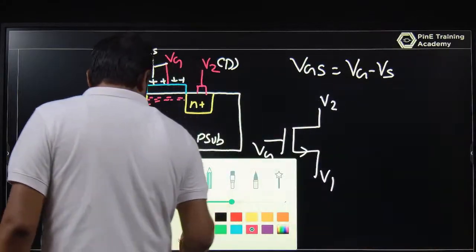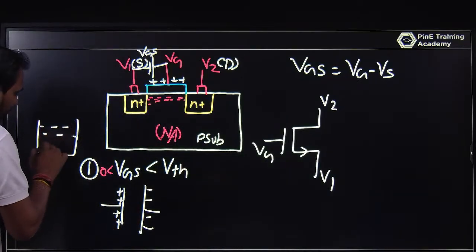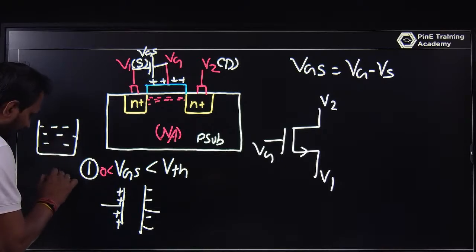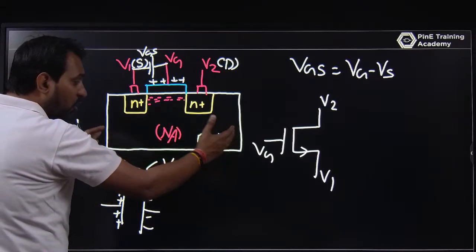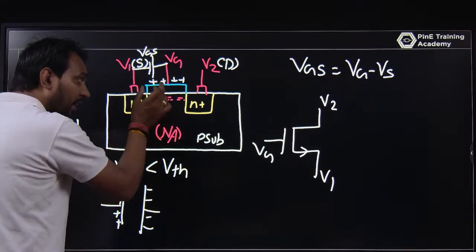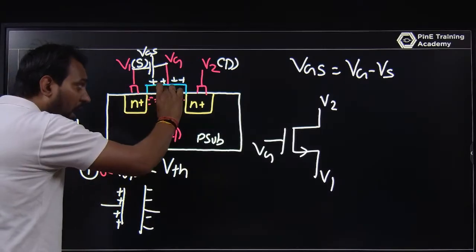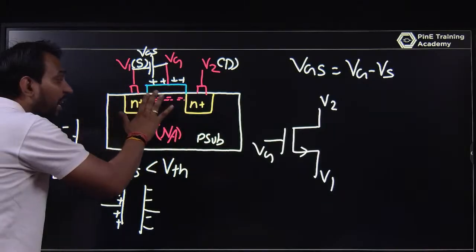Just think of it this way: you have this much area for some concentration, and this much area for that concentration. You are thinking of a volume per centimeter cube and finding the concentration here. Similarly, in this much area volume per centimeter cube, Na is the hole concentration. Similarly, this concentration is equal for electrons in that much space only. So this will form an inversion layer.